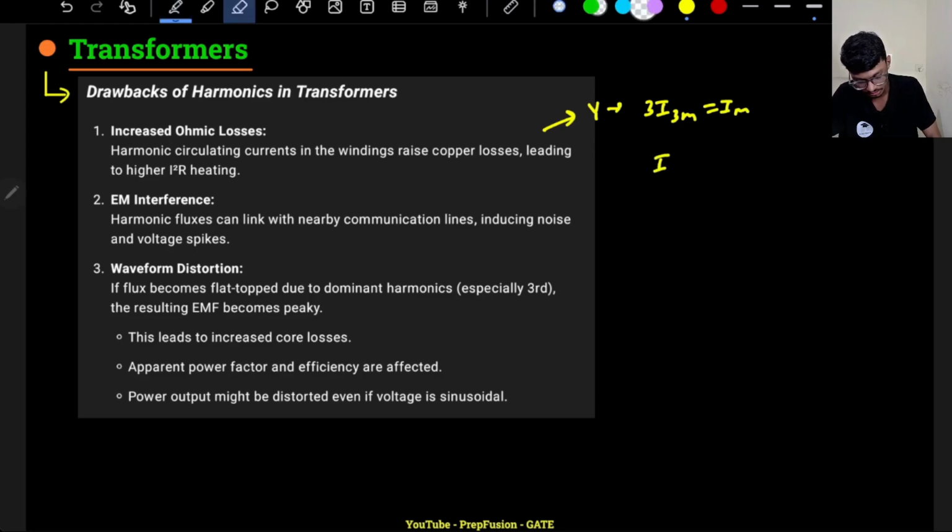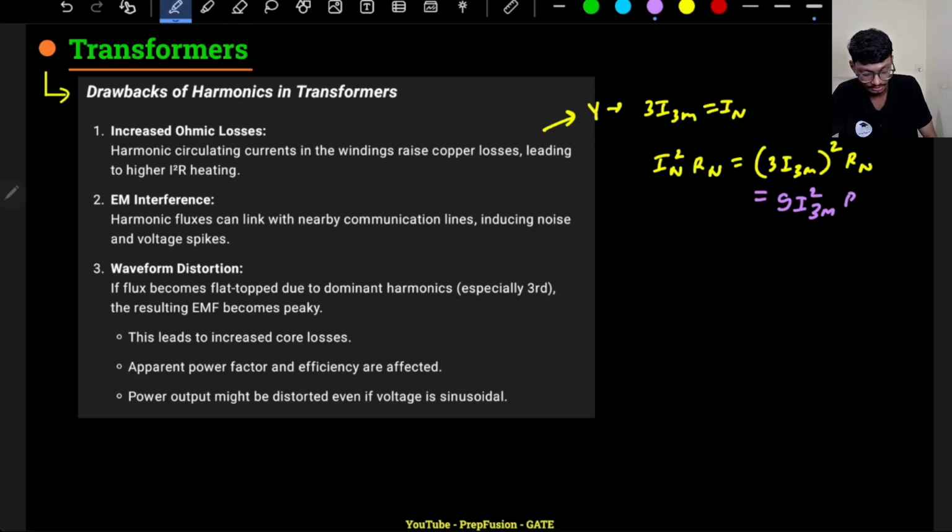Copper loss will be I_N whole square into R_N, the neutral resistance. So this will be equal to (3 I_3M) whole square into R_N. So can you see by how much the copper loss is increasing? It is like 9 I_3M whole square into R_N, huge, right?